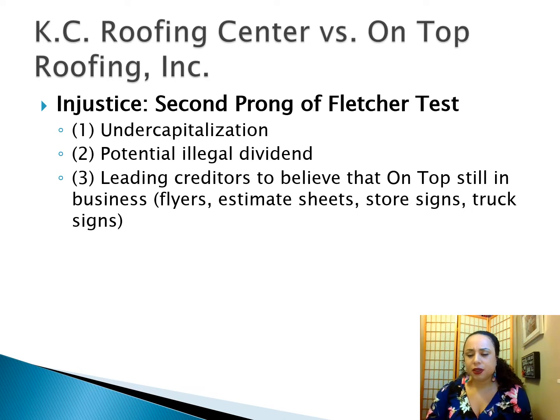Okay, and then this third potential category of wrongdoing, leading creditors to believe that OnTop was still in business. So this was Luberman. They thought that they were contracting with OnTop, and they thought that due to some of the actions of the Nugents, or Russell Nugent in particular, and that they still had flyers with OnTop's name, sheets, store signs, truck signs. He would try to argue that the name was slightly different, and so perhaps he was in compliance with this law. But they led the creditors to believe that this company was still in existence, that they were contracting with this company, even though it clearly was not the case.